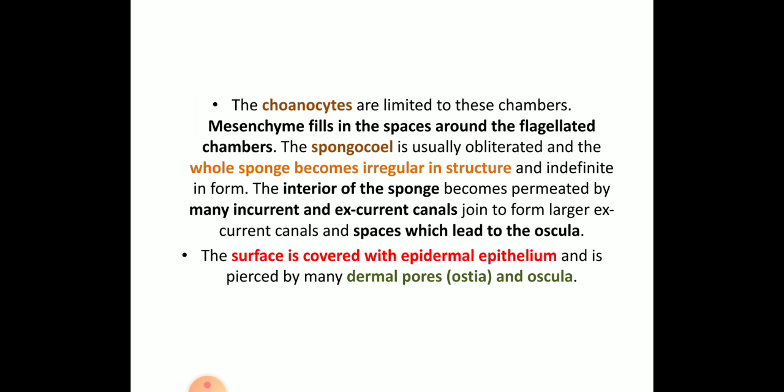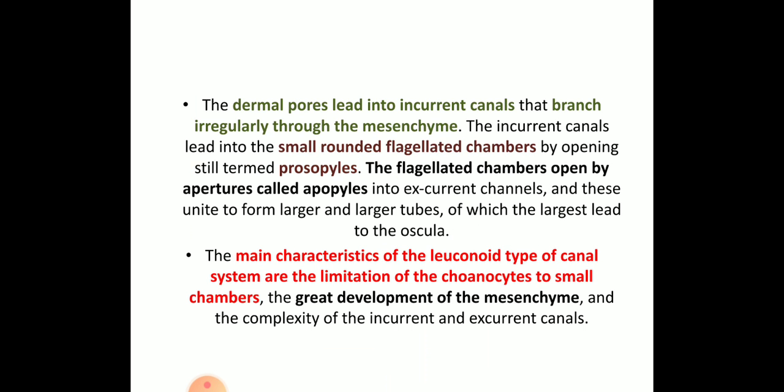Due to that, the interior of the sponge becomes permeated by many incurrent and excurrent canals, which leads to the formation of space that leads to the oscula. The surface is covered by epidermal epithelium, and it has many pores called dermal pores or ostia, and oscula. The main characteristic of the leuconoid canal is the limitation of choanocytes into small chambers. Here you have the flagellated chamber, which opens into an aperture called the apopyle. They are mainly helping in the movement of water.